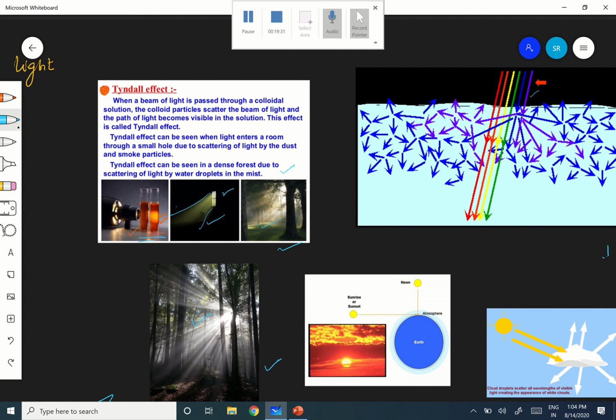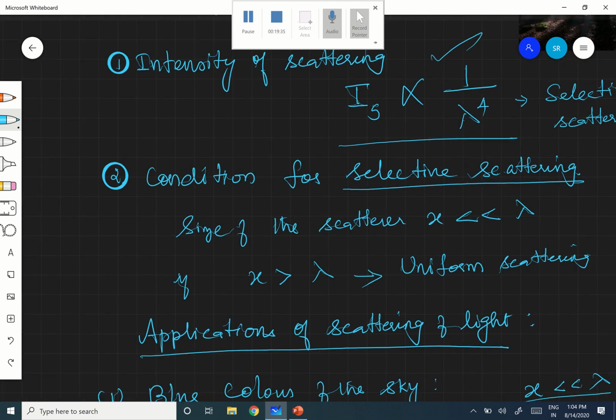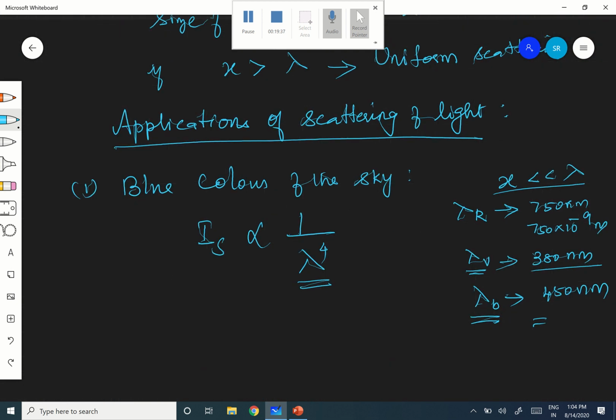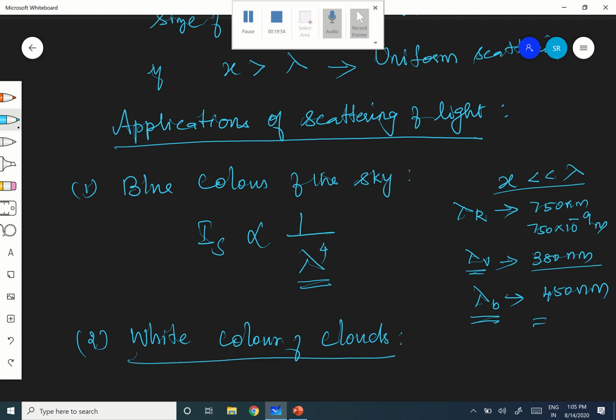Right. Next, let me go for the next application. The second application is the white color of clouds. Okay, white color of the clouds. Why? What is the reason?